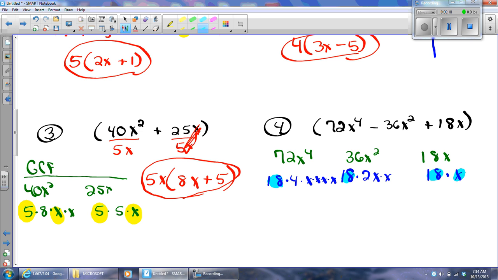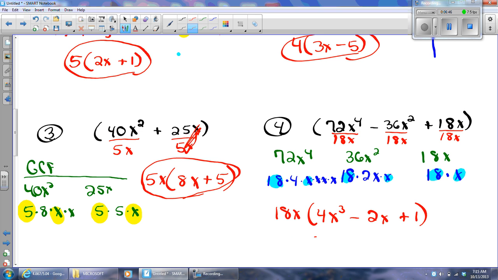I have 1x, and so I'm going to divide all three terms by 18x. So out of 18x, looks like I'll have 4x cubed minus 2x plus 1. All right, there we go. The whole trick will be finding common factors.